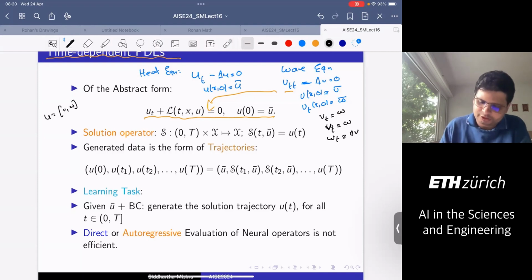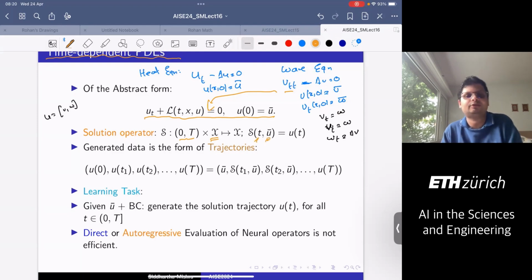Good. So what is the solution operator? This is what we were looking at in the last lecture. So the solution operator is now a mapping which takes into account not just the functional input, but also the time. So time t is one of the inputs to this solution operator, and it churns out the solution at a given time t, given that you input t and the initial condition. So this is what determines the whole thing.